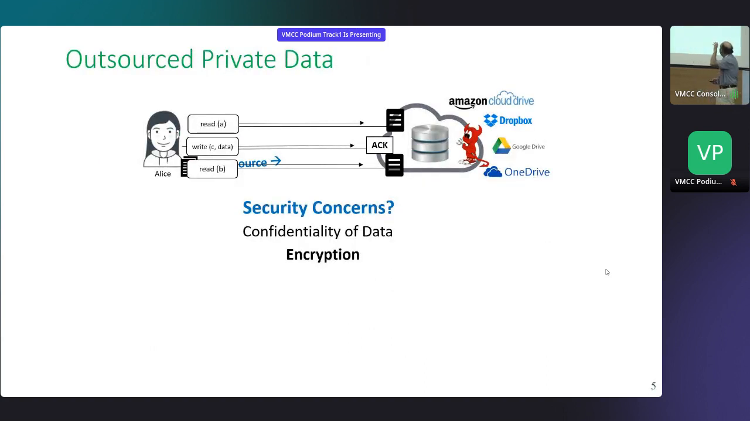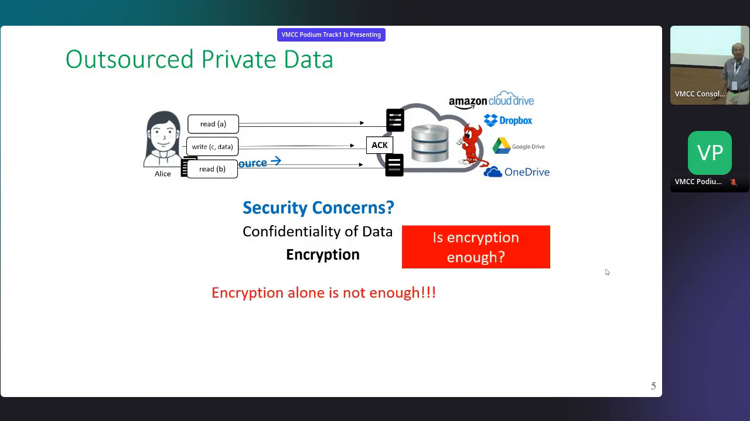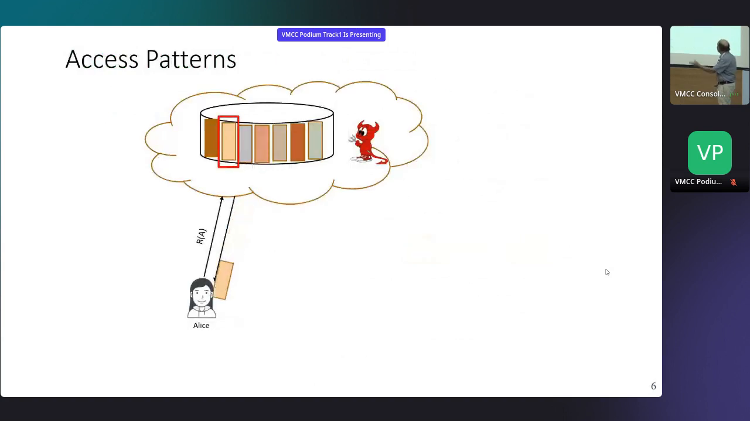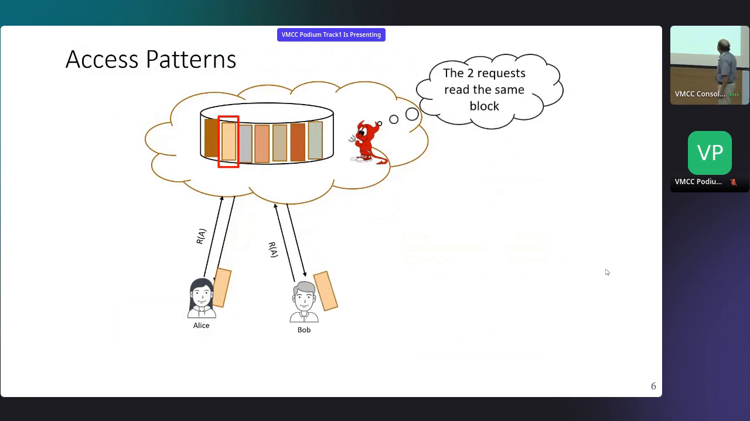Okay, so is encrypting the data enough? And the answer is no, encrypting it is not enough. Why? Because access patterns leak information. And this has been established in the community for a while. If you have a sequence of operations, if Alice goes and accesses A, and then Bob comes and accesses A again, then the provider knows that both of them are interested in the same type of information, at least. That's step number one of the things that they can deduce.